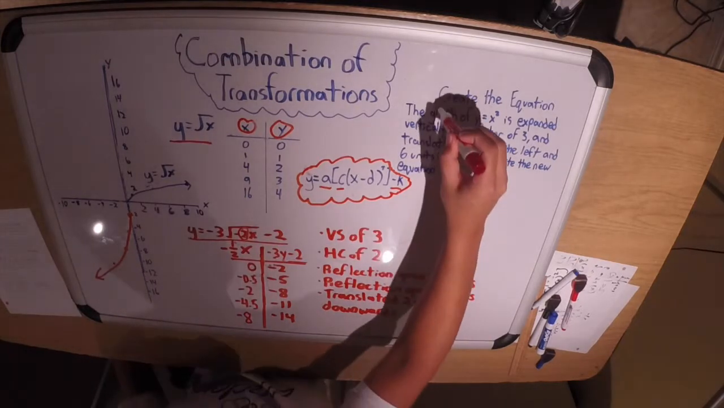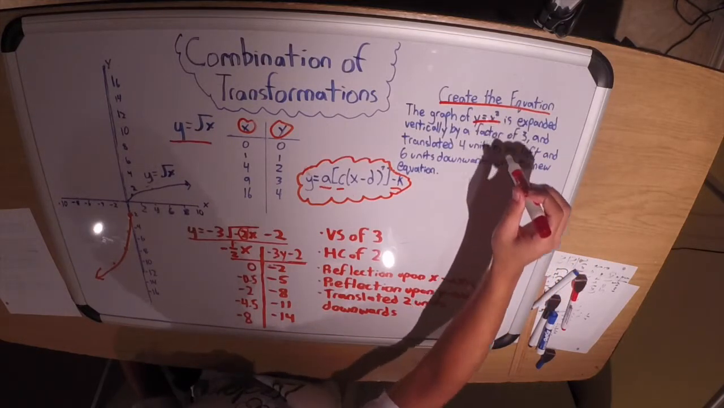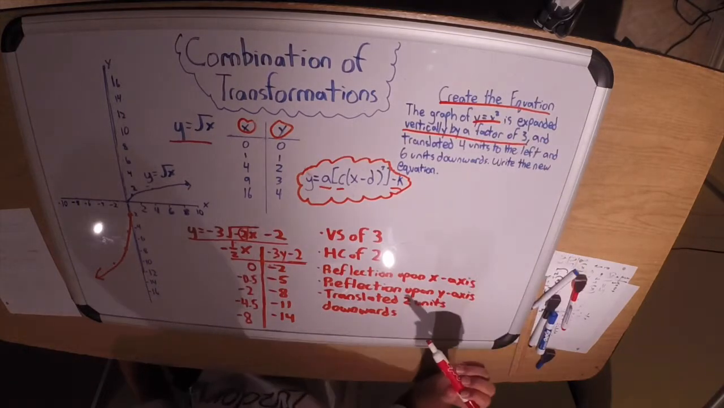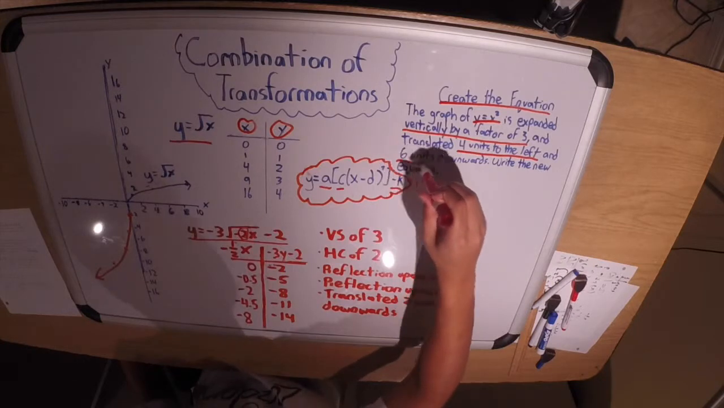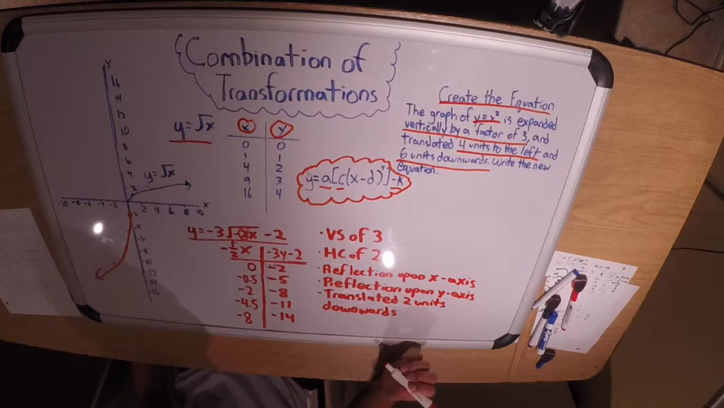So, for example, the graph of y is equal to x squared is expanded vertically by a factor of 3 and translated 4 units to the left and 6 units downwards. Write the new equation. So as you can see, I underlined 4 different parts that change the equation. So let's take this step by step.